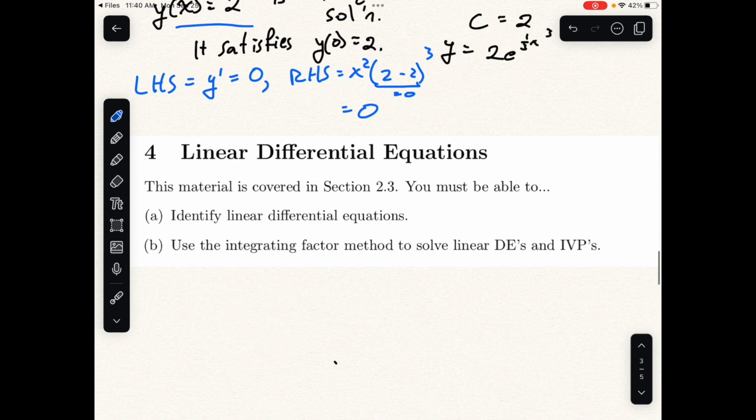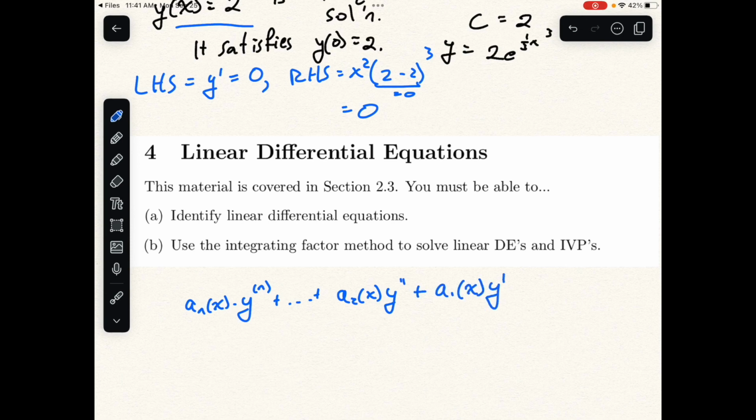Moving on to linear differential equations, you should be able to identify linear DEs and then use the integrating factor method to solve linear differential equations and IVPs. Linear differential equations are anything that you can put into the form a_n(x) times the nth derivative of y plus a_2(x) times y double prime, the second derivative of y, a_1(x) times y prime, the first derivative, a_0(x) times y, equals some f(x) on the right.